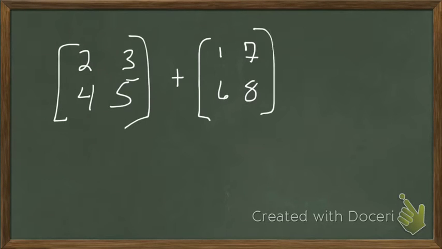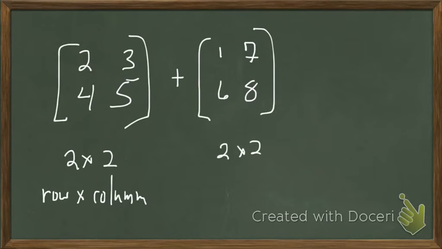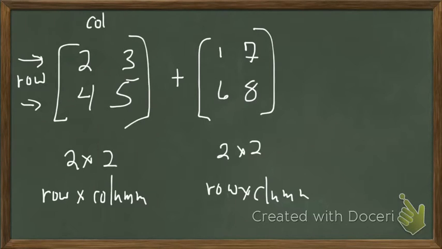So, now as we look at these two matrices, these are both 2 by 2 matrices. And it's always row by column. Row by column. Right, and rows are horizontal and columns are vertical. Now when we add matrices, they have to have the same dimensions.